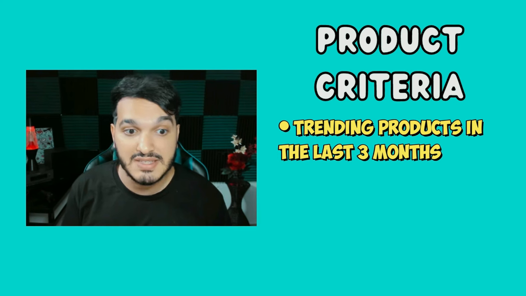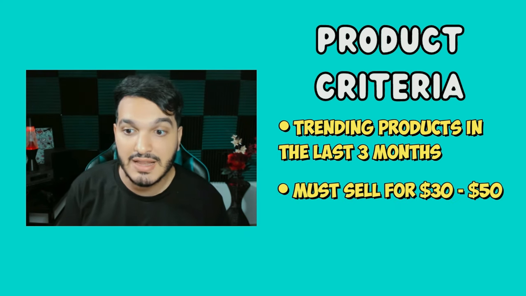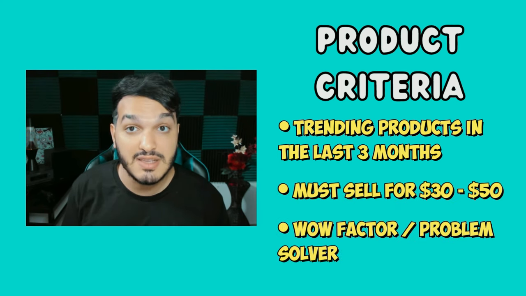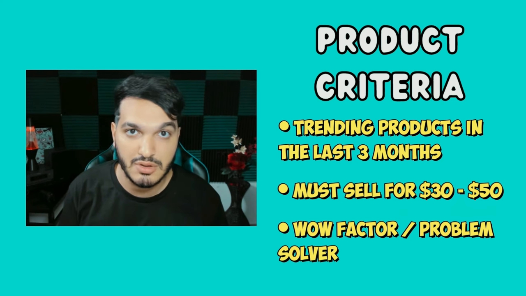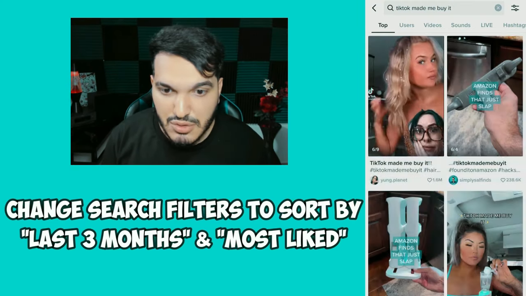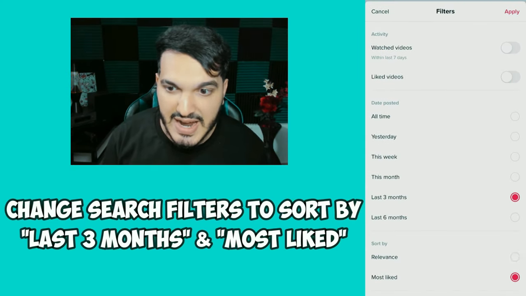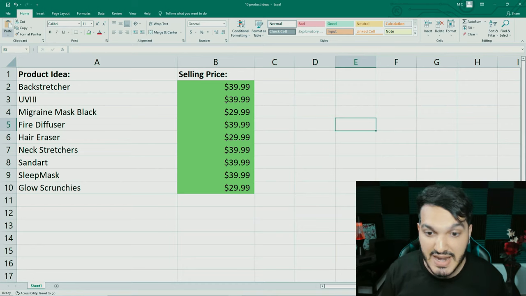I first need to find 10 products to sell in my general store. The product criteria are viral products in the last 3 months that could sell for at least $30 to $50 and have a wow factor or be a problem solver. So I'm going to head over to TikTok to do some research and make a list of product ideas. Alright, so I found the 10 products and here's a quick look at what I plan to sell.